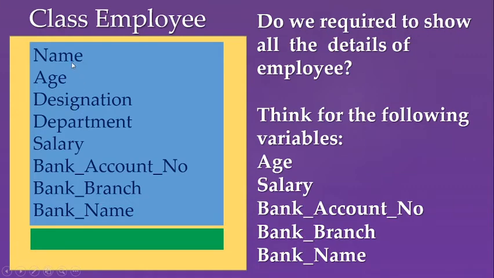Obviously, we have to show the name, designation and department to the public. But should we show the age, the salary, the bank account number, branch and name to the public? No, we do not require to show these details. In short, some details we require to hide and some details we require to publish. That can be done using abstraction or data hiding. It can be done using the public, private, protected access specifiers. In Java, we have a default or package access specifier also.